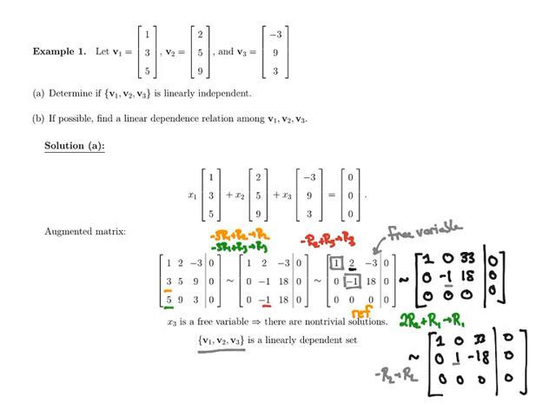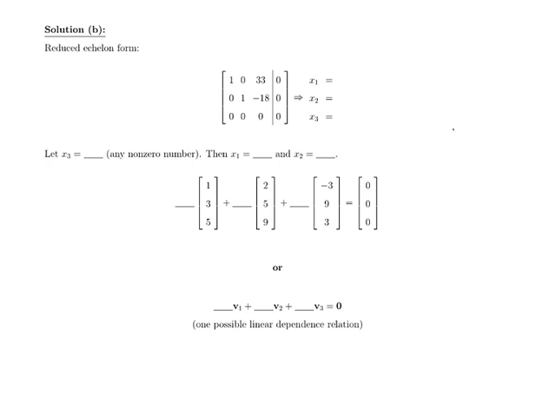So now that we have the reduced row echelon form, we can move on to finding a linear dependence relation. That is finding a non-trivial solution to the homogeneous system. So here's our reduced echelon form, and this corresponds to the equations x1 is equal to 33x3, x2 is -18x3, and x3 is our free variable. So we're going to write x3 is equal to x3.